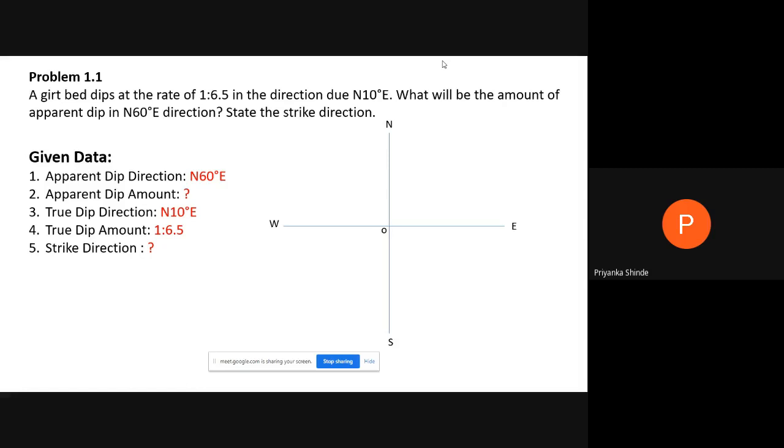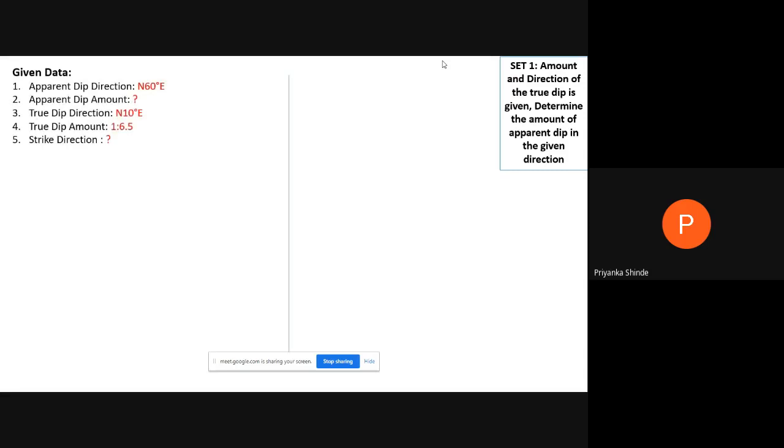Means from the north line we are going to measure. So keep the protractor on the point O on the north direction. Then from north measure 10 degrees towards east. So we will solve the problem. Okay, so this step we have done, that is the drawing of north, south, east, west lines meeting at point O.